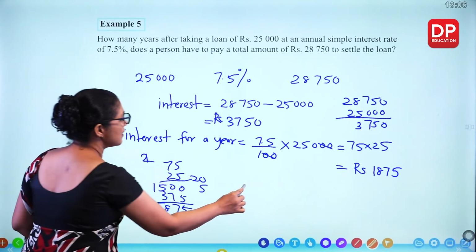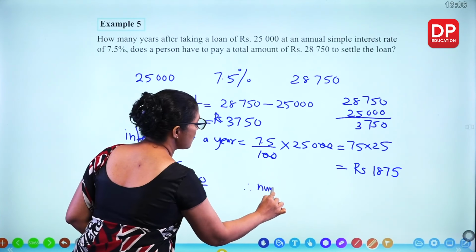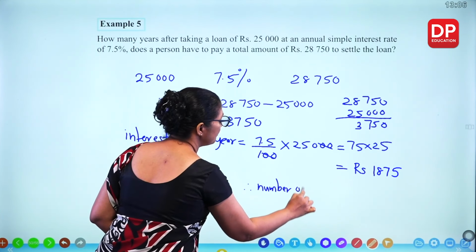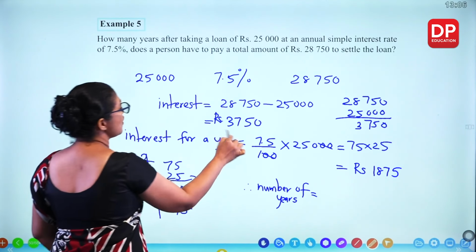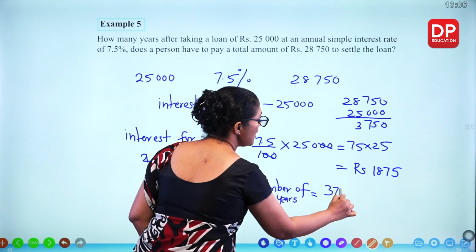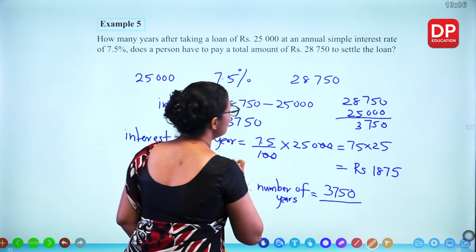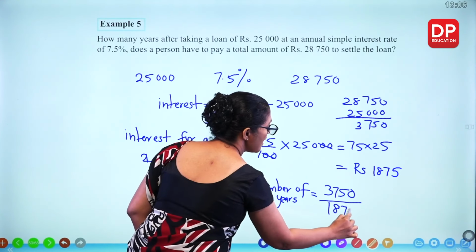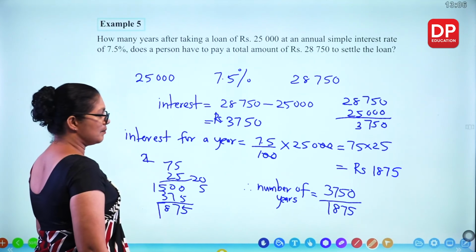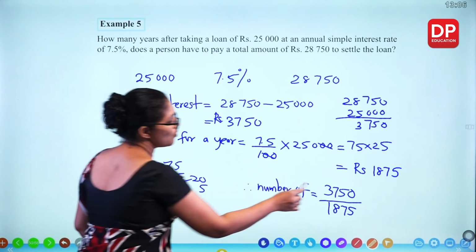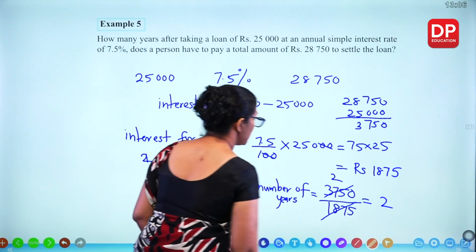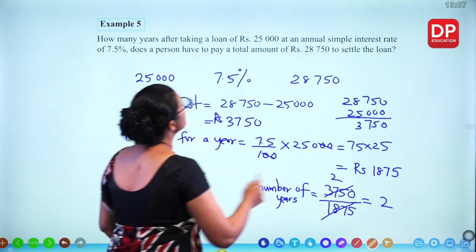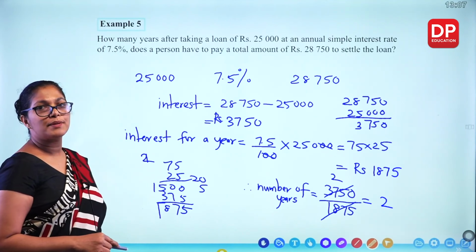Now we can find out how many years. For that, the number of years is equal to 3,750 divided by 1,875. This is twice of this. So 2 years is the answer for this example.